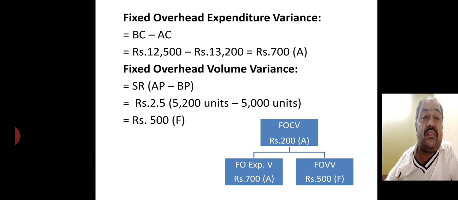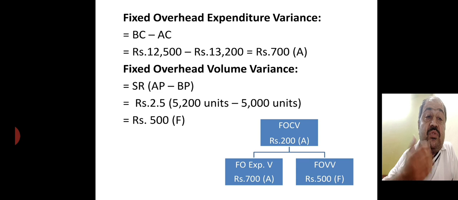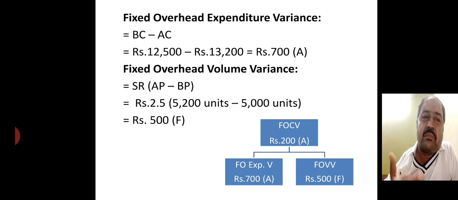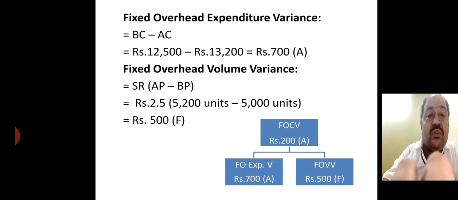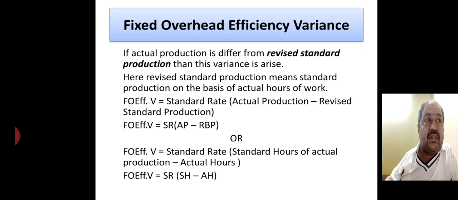500 favorable is the answer, and 700 adverse, 500 favorable, overall 200 adverse. So this is the verification we normally show, it is part of the answer, you know that. So these are the main three variances of fixed overhead variance. Now further three variances are part of the volume variance.